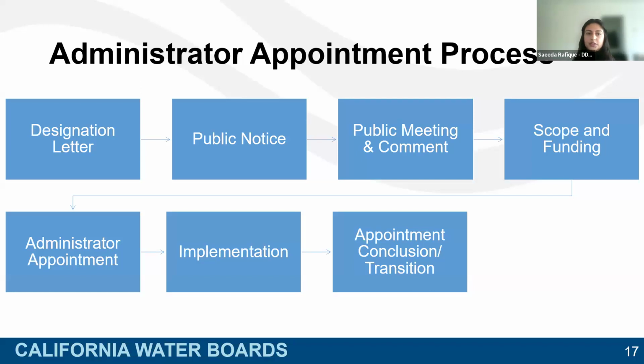So first we have a designation letter to the water system. Then a public notice goes out. Then there's a public meeting and a period for public comment. After this, a scope of work and funding details are established. Then the administrator is appointed. After that, the administrator implements their scope of work. And lastly, there's a transition and concluding period.